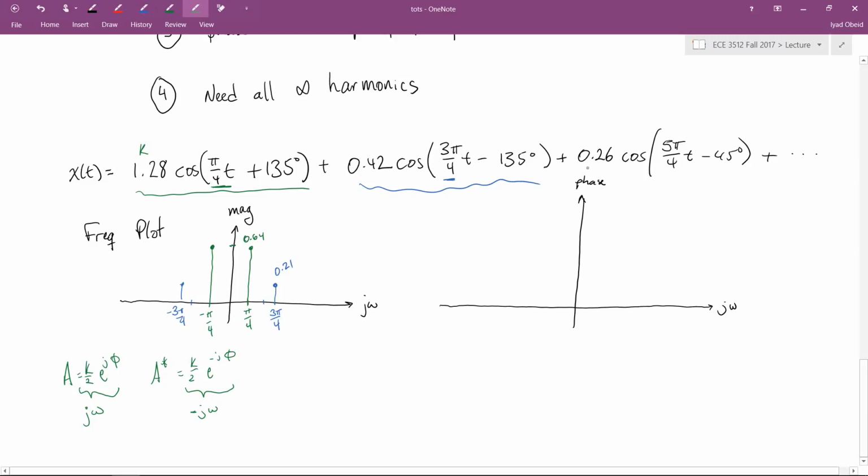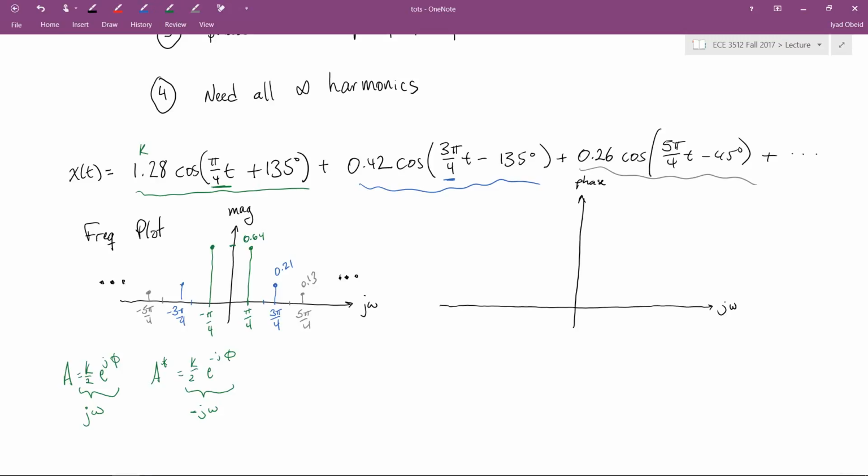And then finally in gray, we'll do the 5 pi over 4, and that will have an amplitude of 0.13. And then we'll have the same thing over here, minus 5 pi over 4. You get the idea, and of course there's going to be more and more. They go on in perpetuity on either side, but since I'm doing this by hand, I'm only going to do those harmonics.